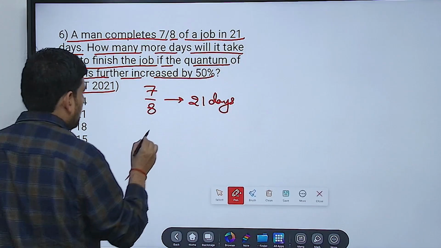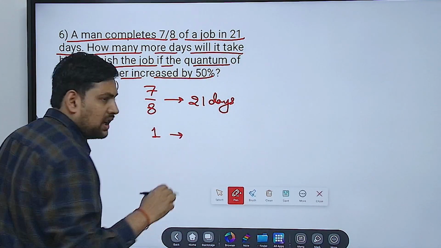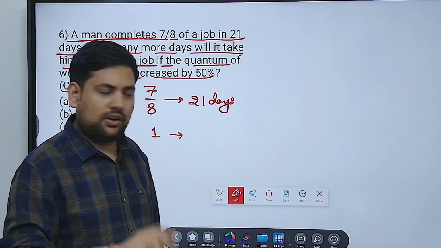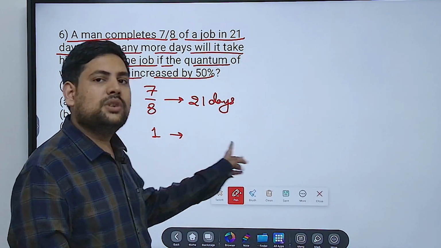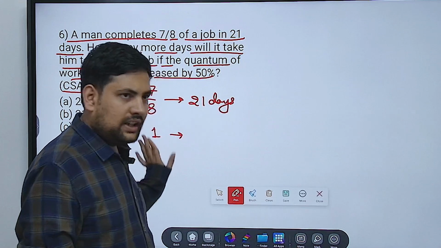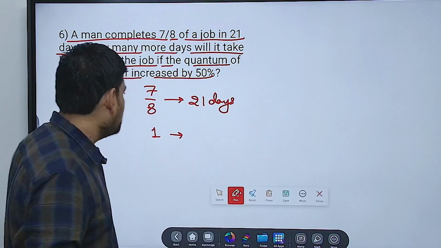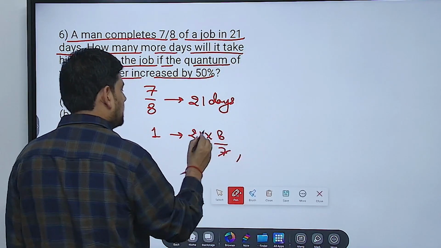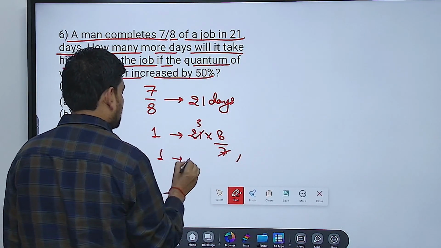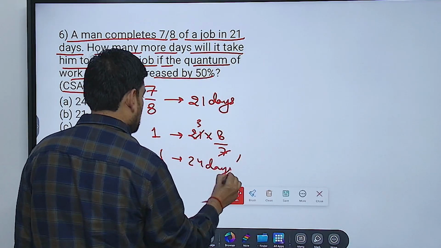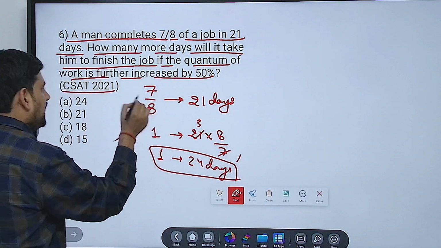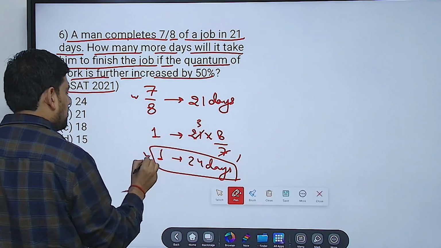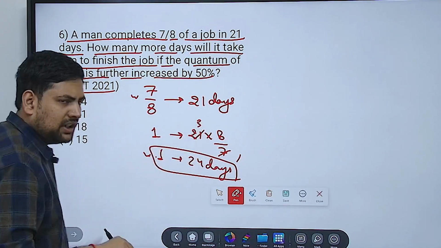That means one work, or 100% of the work. Remember, we consider one as whole, or 100% as whole. So one, that is complete work, will be done in how many days? It will be 21 into 8 by 7. 7 times 1, 7 times 3, so 1 came out to be 24 days. That means 7 by 8 of the total work is done in 21 days, then total work will be done in 24 days.